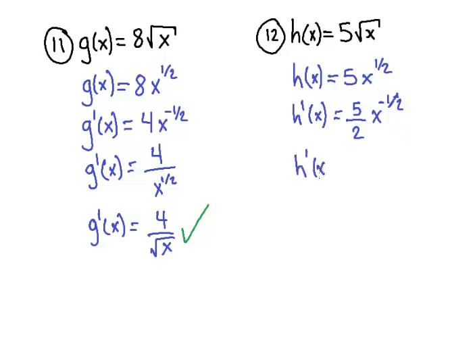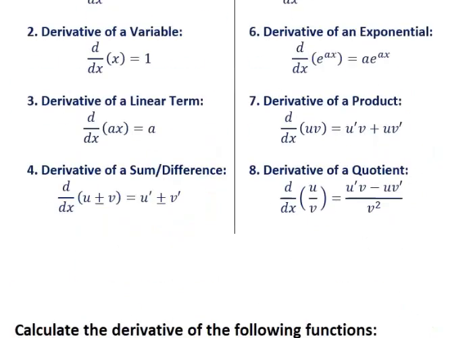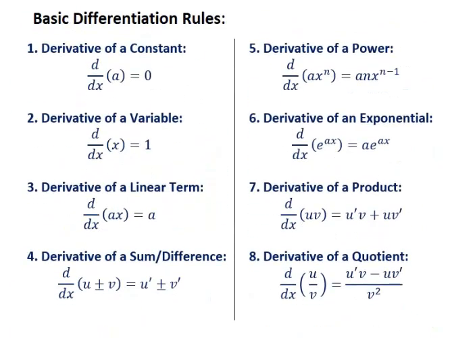So h prime of x, I need to rewrite it, will be 5 over, remember that you have a 2 there, so I'll put the 2, but now this one will be a companion for number 2, so it will be 2x raised to negative 1/2. No, to positive 1/2, because you moved the 1/2 down. Now, we don't like this thing, so we need to write it as a radical. So I'll rewrite it again. H prime of x equals 5 over 2 square root of x. And that will be the answer for the derivative of 5 square root of x. Okay? All of these examples allow you to understand these basic differentiation rules.